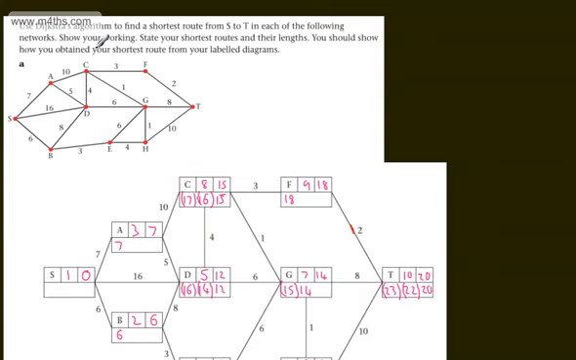So we are asked to use Dijkstra's algorithm to find a shortest route from S to T in each of the following networks. So this is a network. A network is a weighted graph, and we can see the weights on each of these. We need to show our working. This is our working with our boxes. Often in the exam, you'll be told what these boxes mean, and if you do, use it.